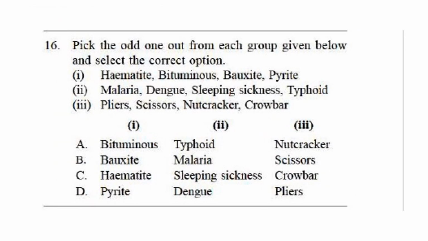Question number 16. Pick the odd one out from each group given below and select the correct option. 1. Hematite, bituminous, bauxite, pyrite. 2. Malaria, dengue, sleeping sickness, typhoid. 3. Pliers, scissors, nutcracker, crowbar. In statement 3, crowbar is different from the three machines and only in option C crowbar is given. So our answer is option C.